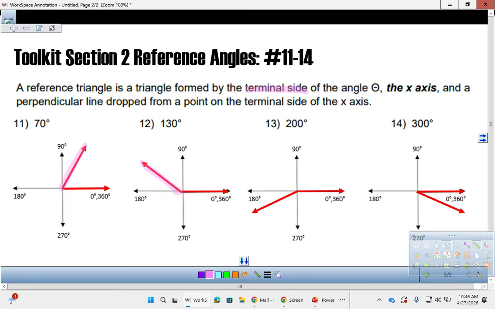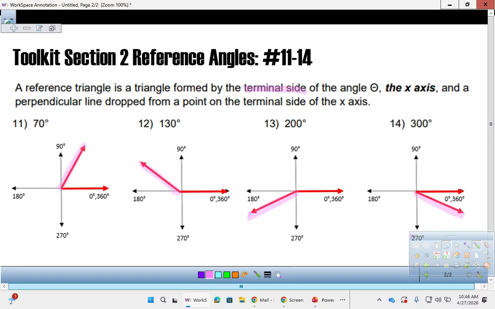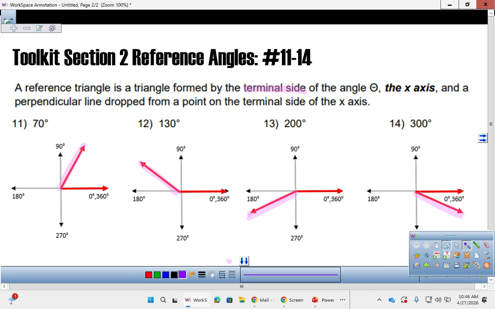The reference triangle is always made with the ending side. So the reference triangle is created with the ending side, and it's also created with the x-axis. Sometimes it gets confusing and you're going to want to do it with the y-axis, but we always want to use the x-axis. So what that means in terms of each of these: if the terminal side is in quadrant 1, then I'm going to use the x-axis on the quadrant 1 side, which is this line.